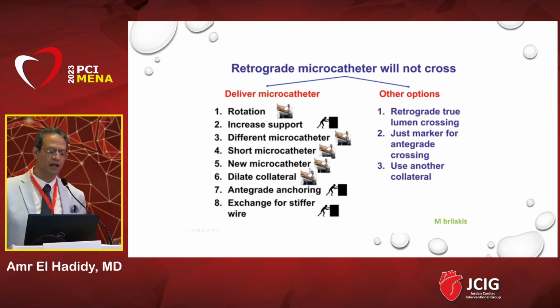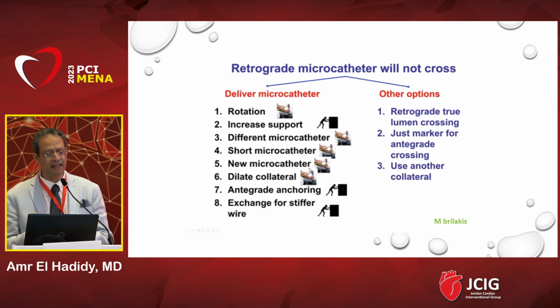So in this case, we reach the distal cap with the retrograde wire, and then we try to decide how to proceed with the wire. Sometimes it's difficult to push the wire and everything is stuck. The microcatheter is stuck and you cannot cross. There are a lot of things to do.